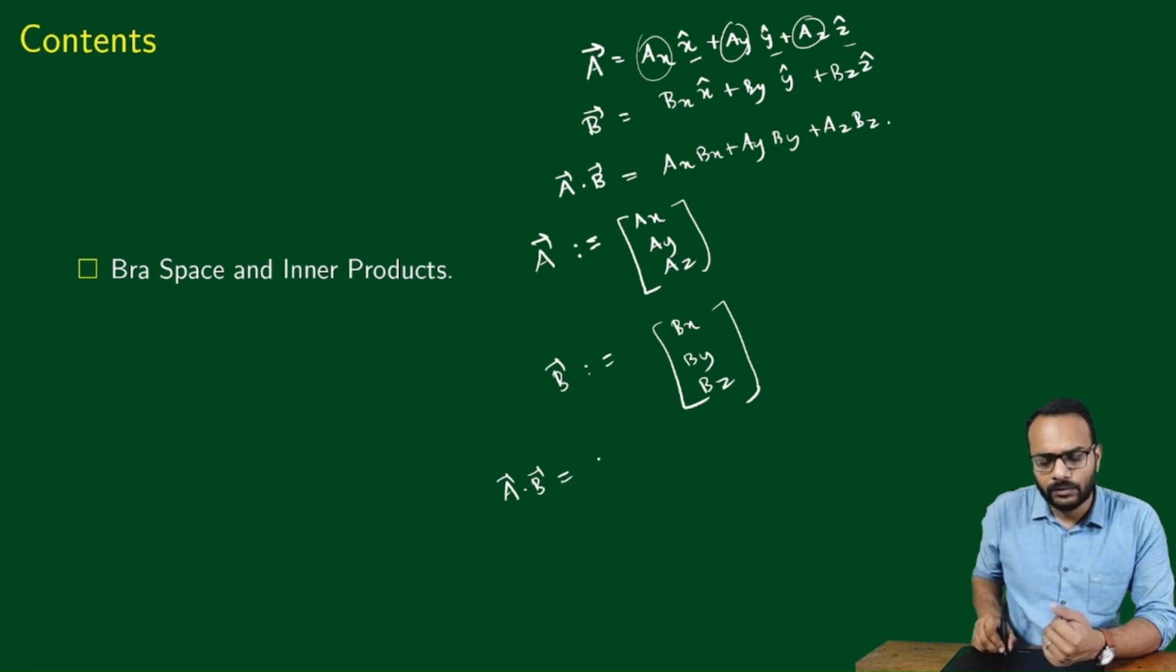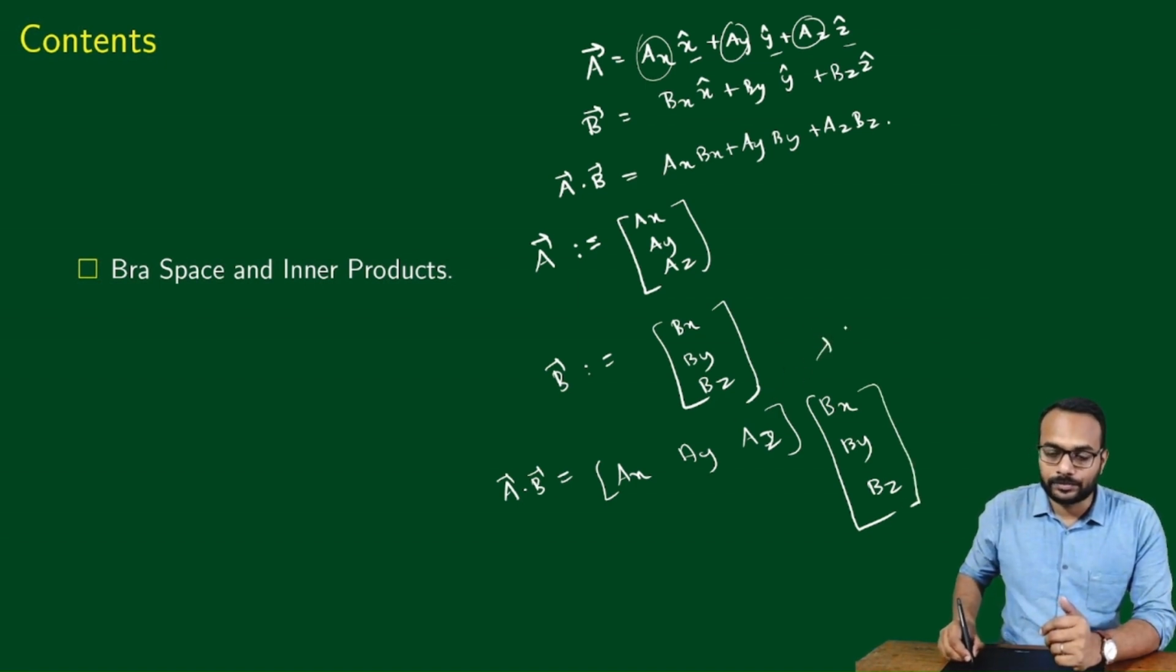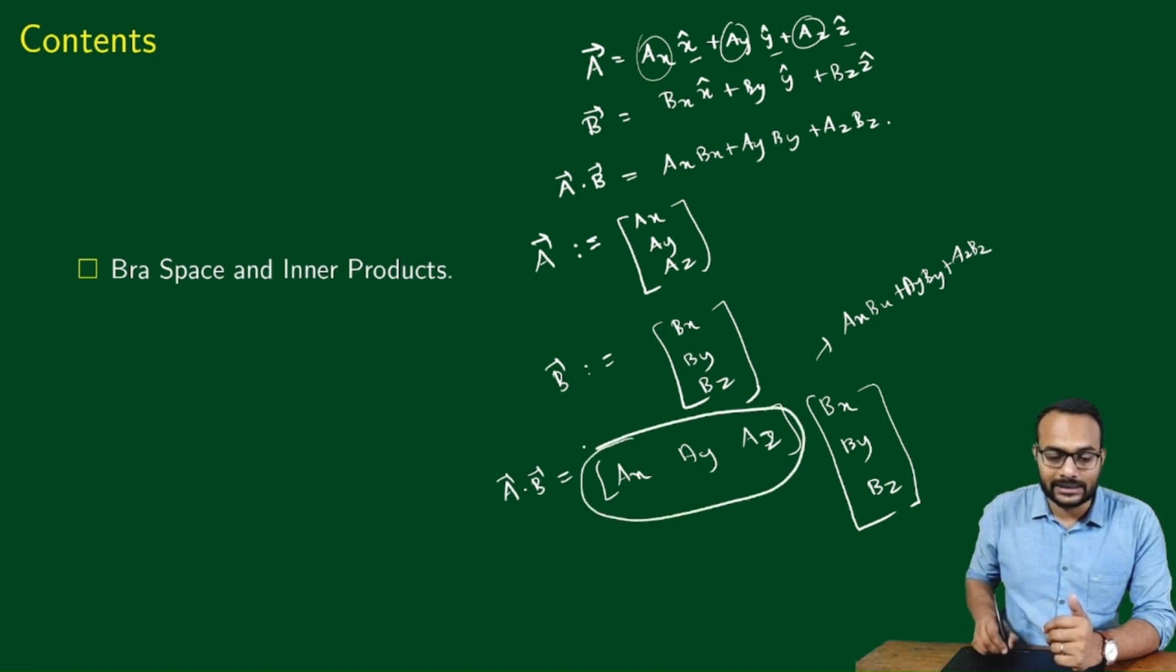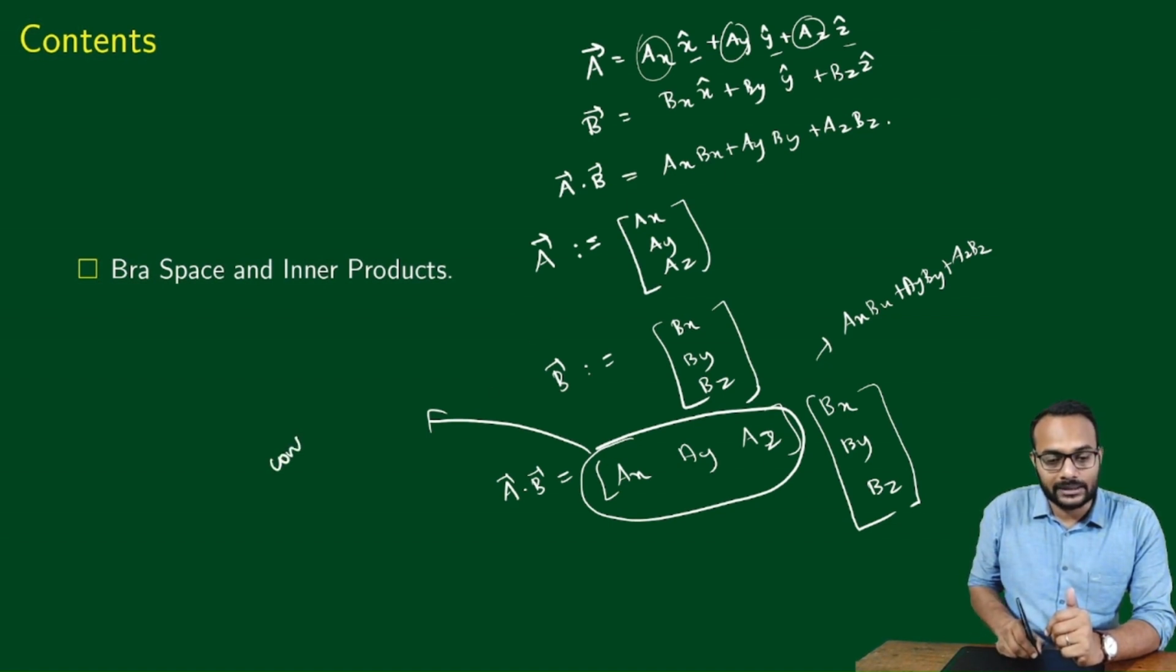We should write it as ax, ay, az. This is a row vector, and then the column vector bx, by, bz. Now this multiplication would give ax bx plus ay by plus az bz. So these we could consider as a representation of a dual vector, a vector dual to the A vector. These could be considered as the components of a dual vector.